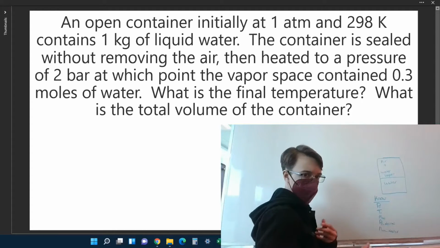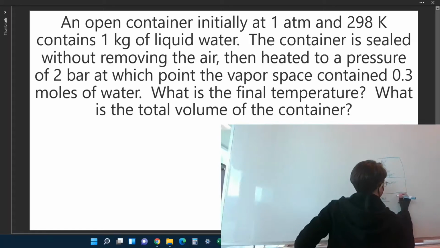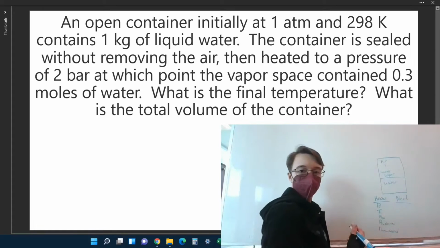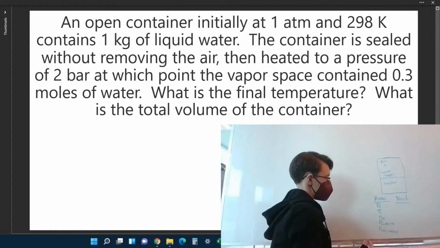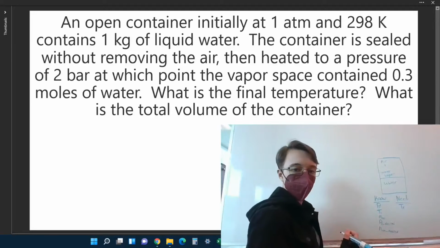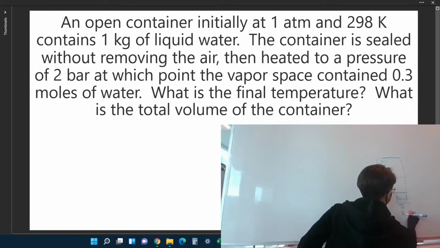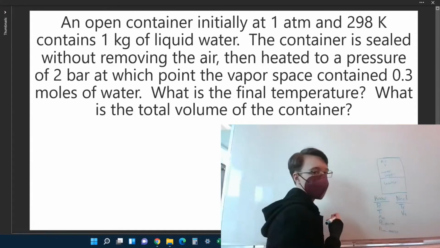Now let's find out what we're looking for. What variables are we trying to solve for? These are the variables that we need. It asks what the final temperature is, so that's the first variable we're going to need to find: temperature final. And it asks what's the total volume of our container. So the total volume of the container.